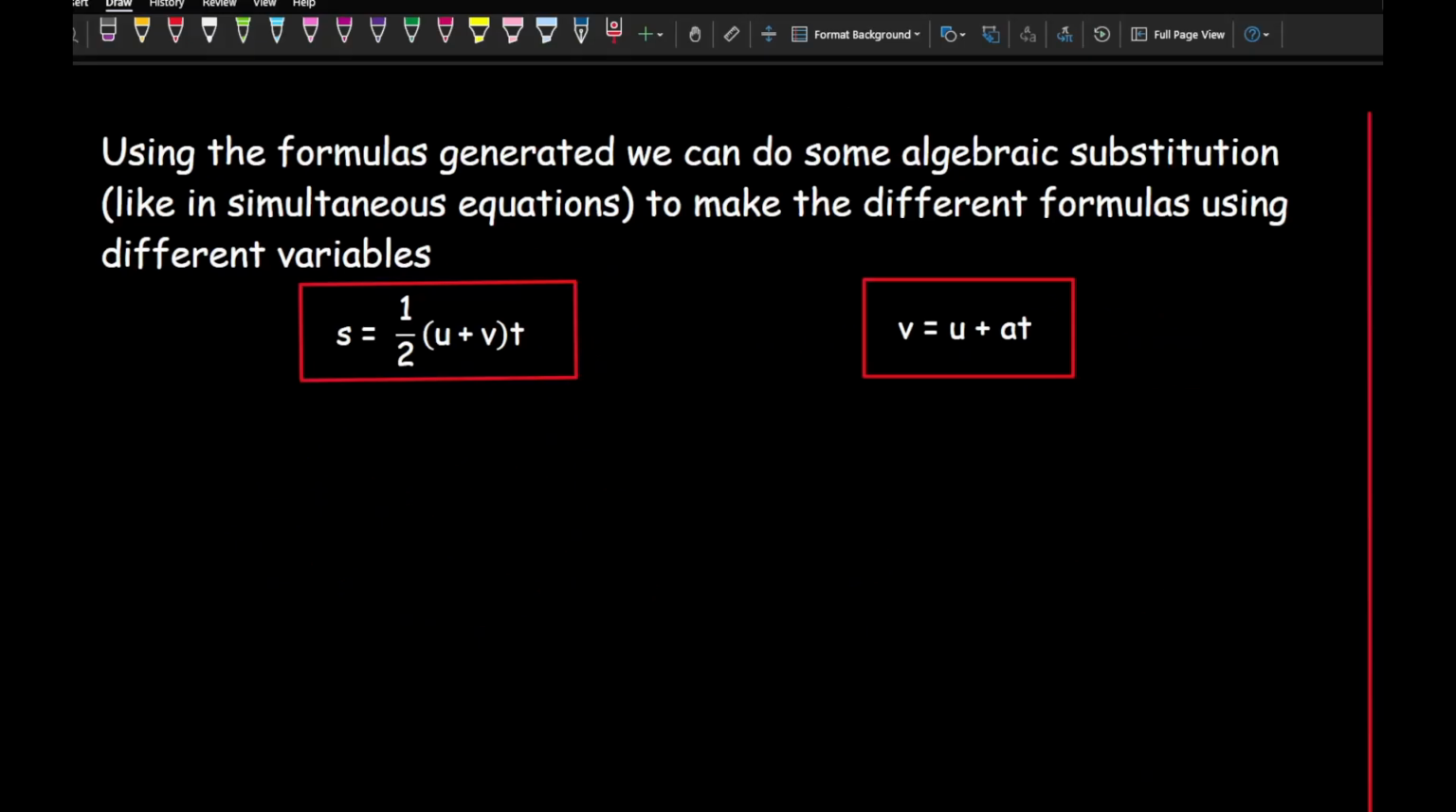Now, using the formulas generated, we can also do some algebraic substitution, very similar to what we did in simultaneous equations, to make different formulas using different variables. So if I start by calling our displacement formula 1 and our final velocity formula 2, then if I substitute 2 into 1, what I end up with is s equals a half u.